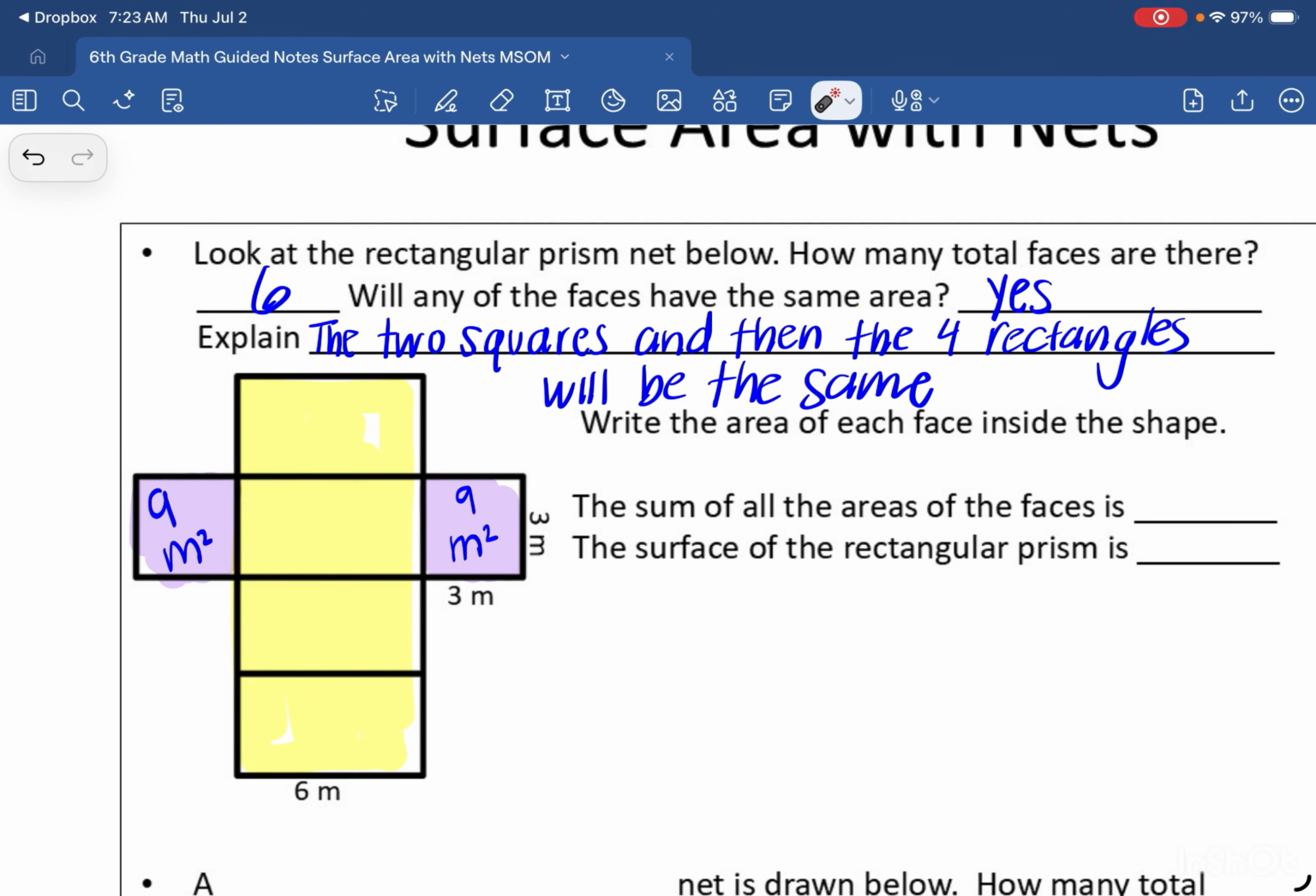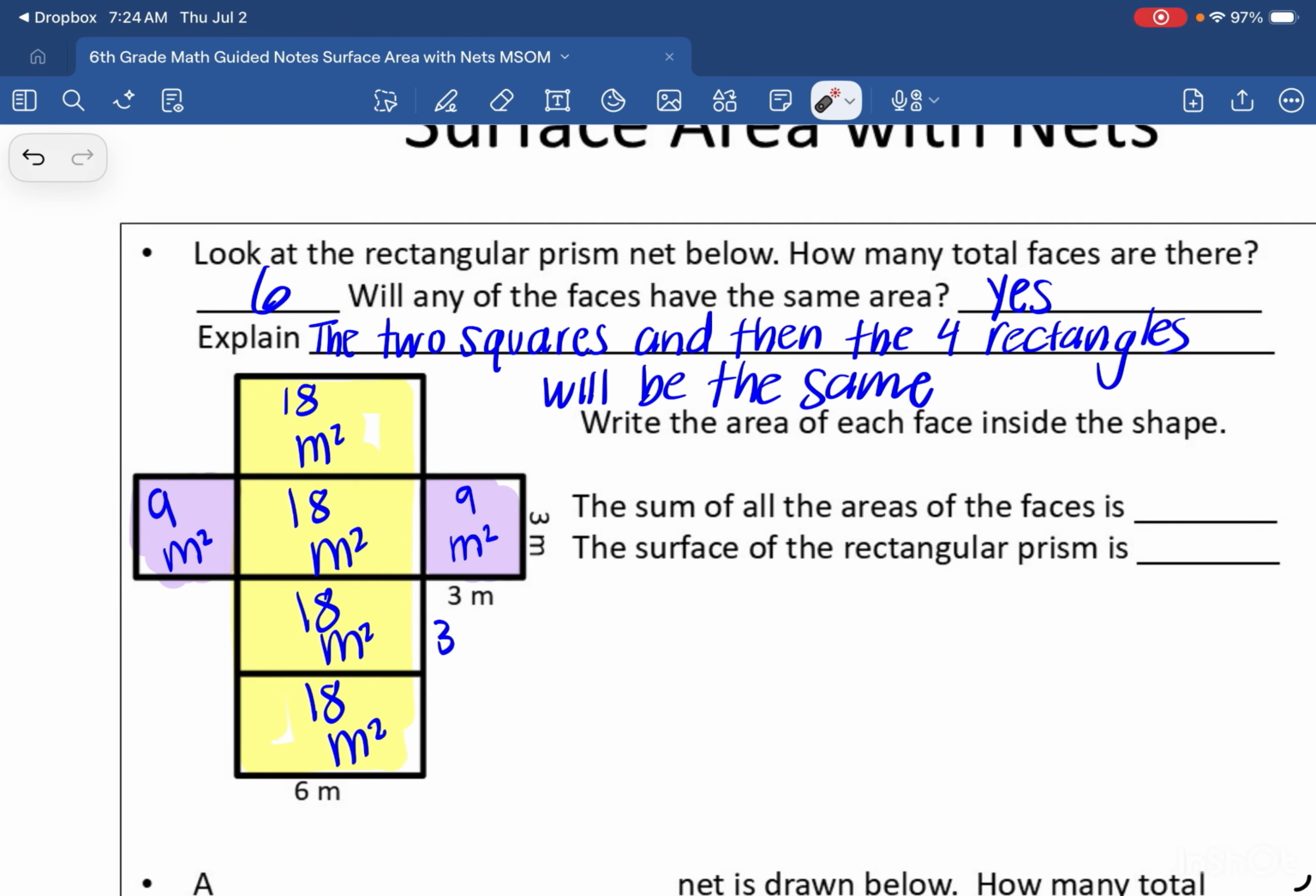This base length is 6, and you don't see right here what this length is, but think as I fold up the shape, it's going to have to fit with this length right here. So that will be 3 meters. The area of these rectangles will be 6 times 3, which is 18.